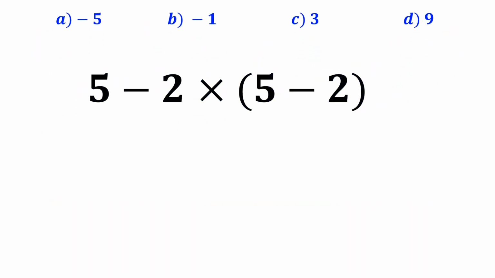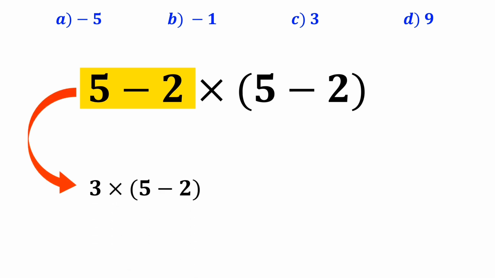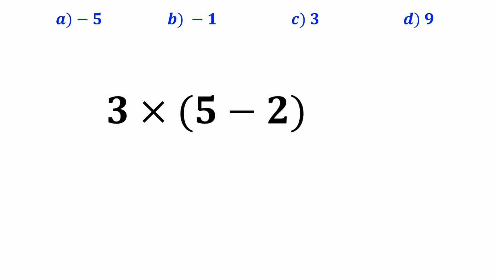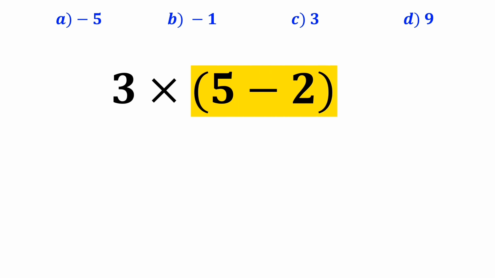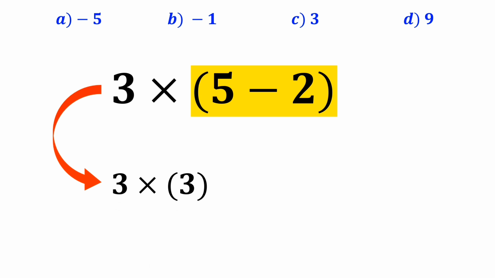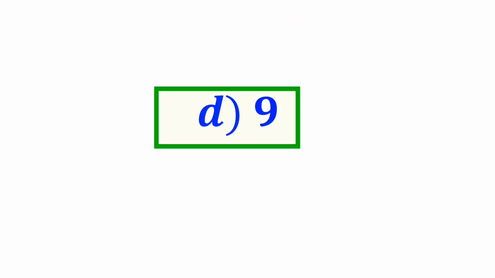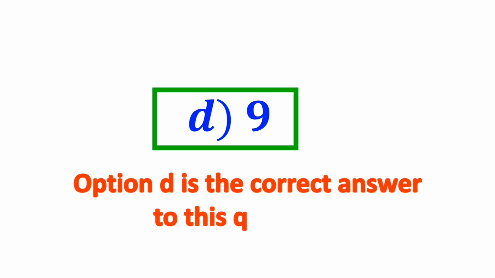In the first step, most people subtract 5 minus 2, which I've highlighted in yellow. So it becomes 3 times (5 minus 2). In the next step, they calculate 5 minus 2 inside the parentheses, which becomes 3 times 3. And finally, the answer becomes 9. Then, without hesitation, they say that option D is the correct answer to this question.